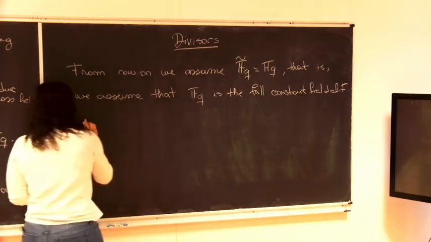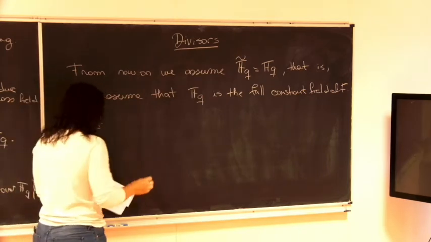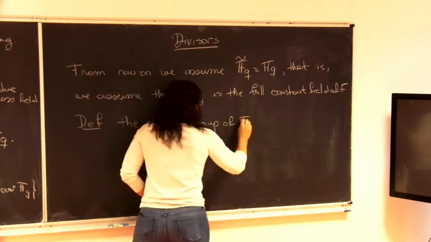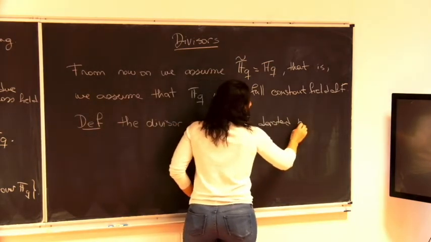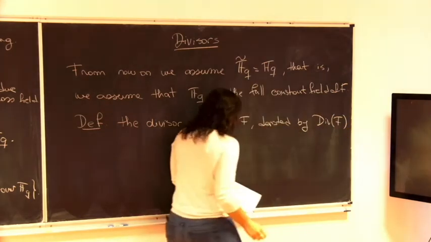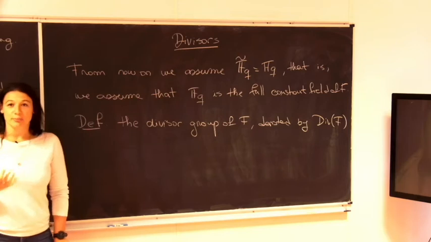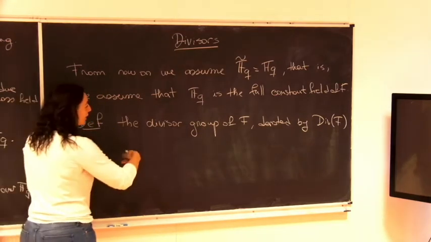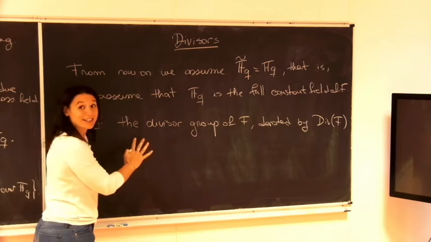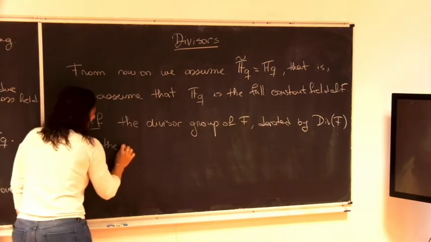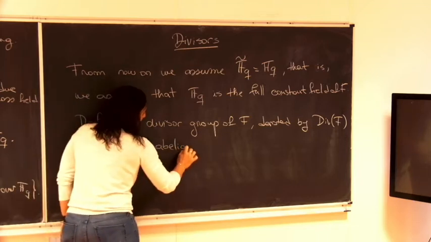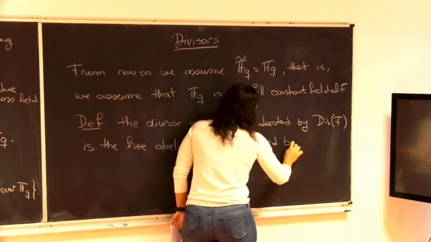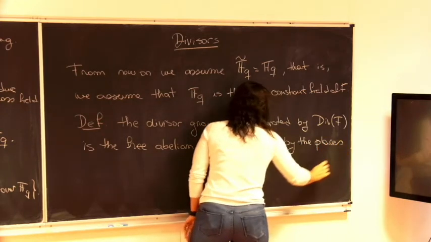So, having this said, we can define the divisor group of F, which is denoted by Div(F), is the free abelian group generated by the places of F. So I'm going to have formal sums of places in a way that I have only a finite amount of places left in that sum.